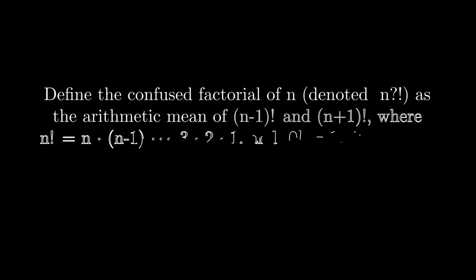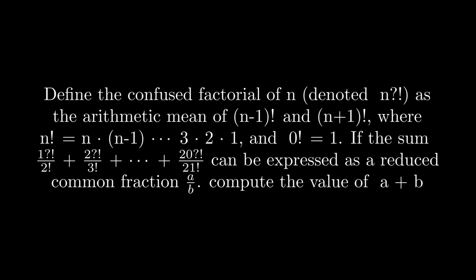Now, let's take a look at the second question in the first part of the pressure round. Here, we're going to define the confused factorial of n as the arithmetic mean of n minus 1 factorial and n plus 1 factorial, where n factorial is n times n minus 1 times n minus 2, all the way to 3 times 2 times 1. We'll also note that 0 factorial is equal to 1.